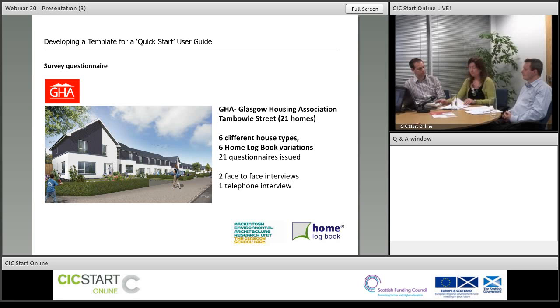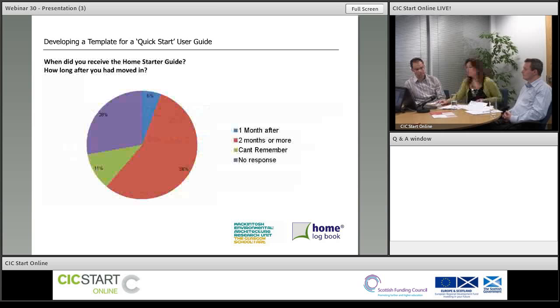So the results of the survey, one of the first questions we asked was when you actually received the Home Starter Guide, and the timing of receiving the guide is really quite critical. It's critical from a production point of view, because a lot of that information, some of it maybe can't be brought all together until quite close to the move-in date or the handover date.